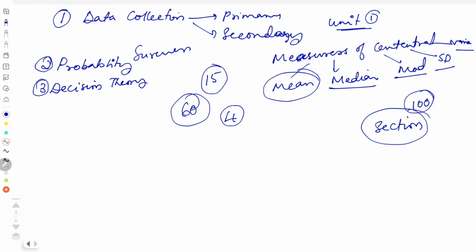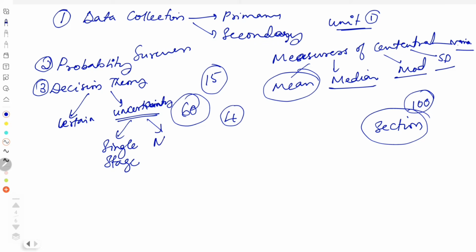In decision theory, decisions are generally taken under both certainty and uncertainty, and we are focusing on the decisions that are taken under uncertainty, that is probabilistic decisions. Even in that, we have single stage decisions or multi-stage decisions. Multi-stage decisions are decisions that are taken over a period of time. Both of these single stage as well as multi-stage decisions have two different approaches.